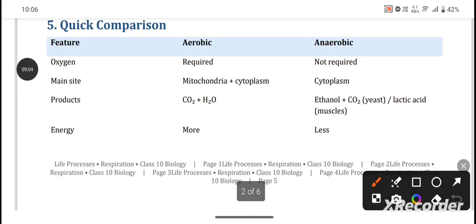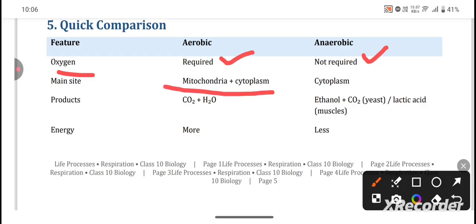So oxygen is required in aerobic respiration, it is not required in anaerobic respiration. Main site: aerobic respiration occurs in the mitochondria plus cytoplasm. So some amount of glucose breakdown into pyruvate occurs in the cytoplasm, and from the cytoplasm the pyruvate will be migrated into the mitochondria for the further breakdown and the generation of energy.